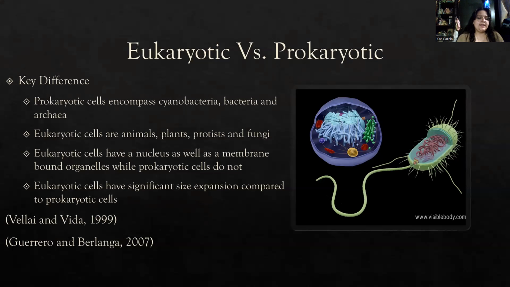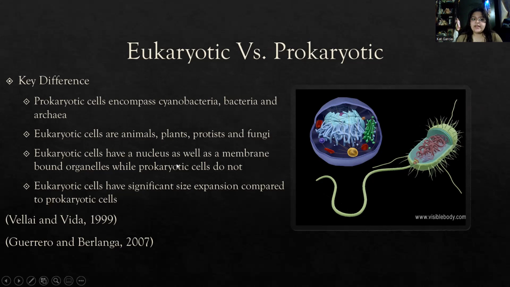Okay. So here we have eukaryotic versus prokaryotic cells. The key differences are that prokaryotic cells encompass such things as cyanobacteria, bacteria, and archaea. Here I will be pointing with my mouse. Prokaryotic cells are bacteria, archaea, cyanobacteria, as I stated. And then eukaryotic cells are what we can see much more easily, which are animals, plants, protists, and fungi. Here we have a generalized example of the two. So this would be the eukaryotic, and this would be the prokaryotic cell. They vastly look different.